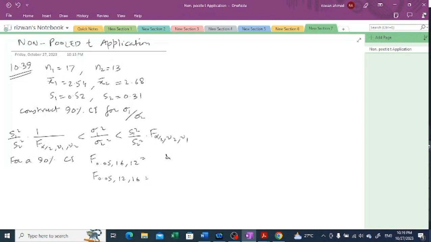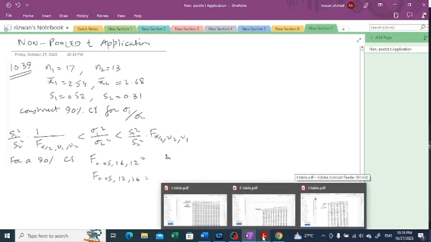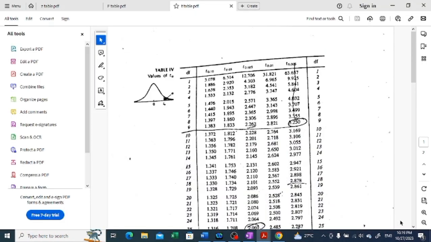Now F.05 16 column 12 row. We'll first look at the F table and try to determine the F value corresponding to this particular specification. So 16th column, because the first number we look in the column and the second number in the row.